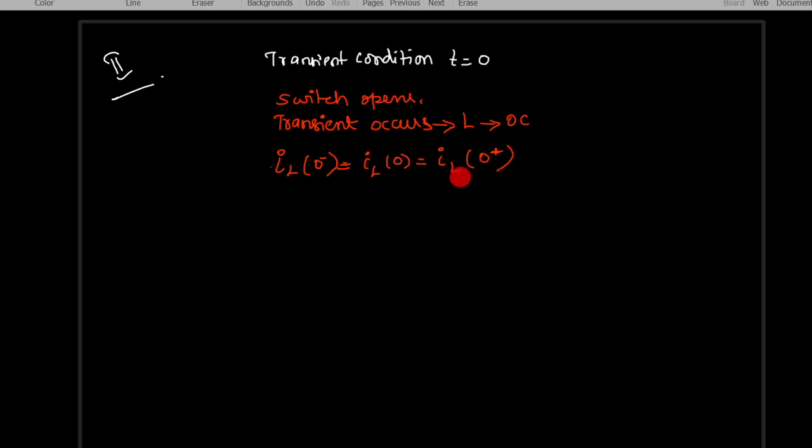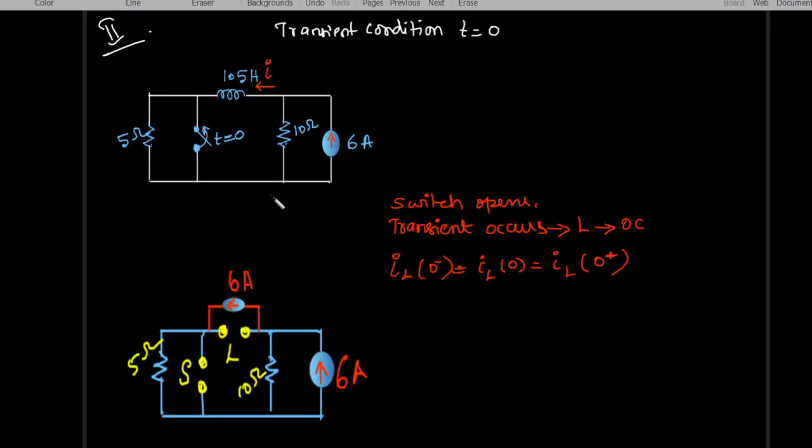Okay, so during the transient period, the inductor will oppose the sudden change in the current. Okay, so that is the condition which is being stated here like this. So because of these transient conditions, what we have described, the original circuit given can be redrawn like this according to the transient conditions.